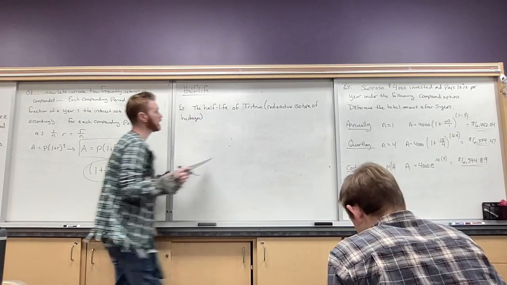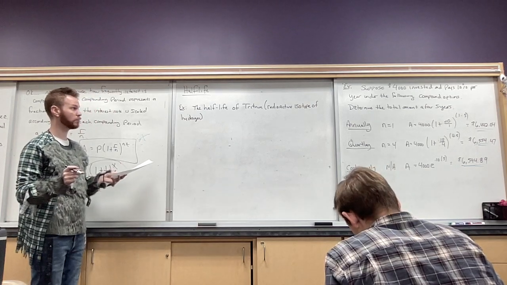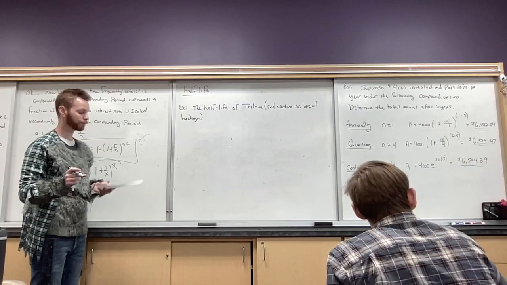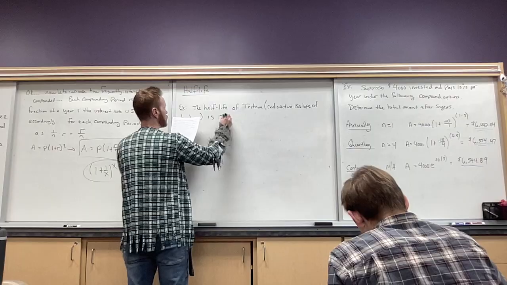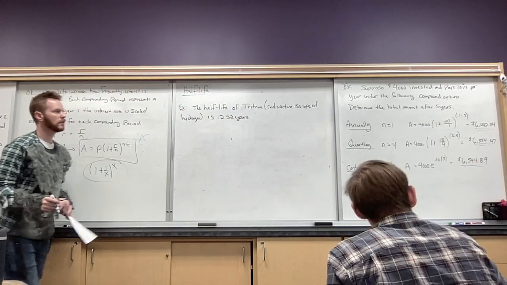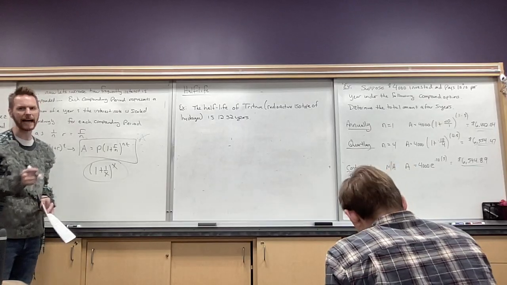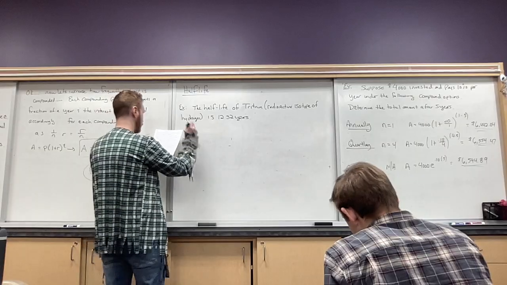Okay, so the half-life of tritium, I know I'm butchering that one, it's a radioactive isotope of hydrogen, okay? Is 12.32 years. So what that means is this: after 12.32 years, you have half the radioactive substance in that element, okay? That's what half-lives are. Now, the formula.